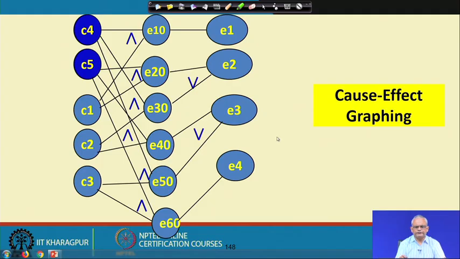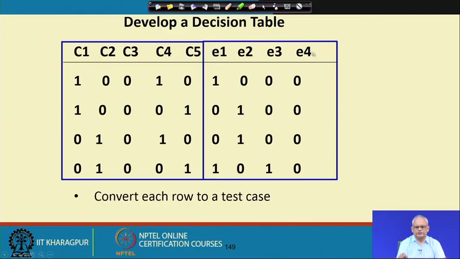So, cause effect graph is a very simple technique which helps in developing a decision table. Once we have got this, then developing the decision table becomes straightforward. We form these conditions and these are the actions, and then we look at this and form the different values of the conditions. So, this is the representation of a decision table, these are the actions, these are the conditions, and different combinations of the conditions are easily identified from the cause-effect graph.